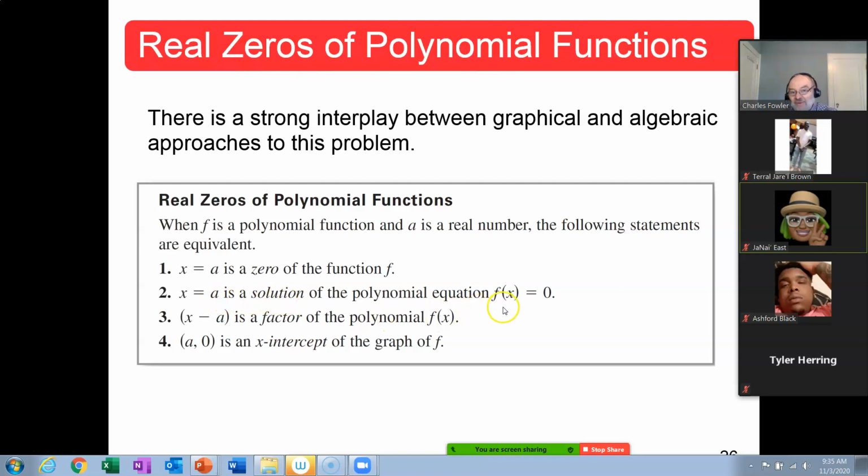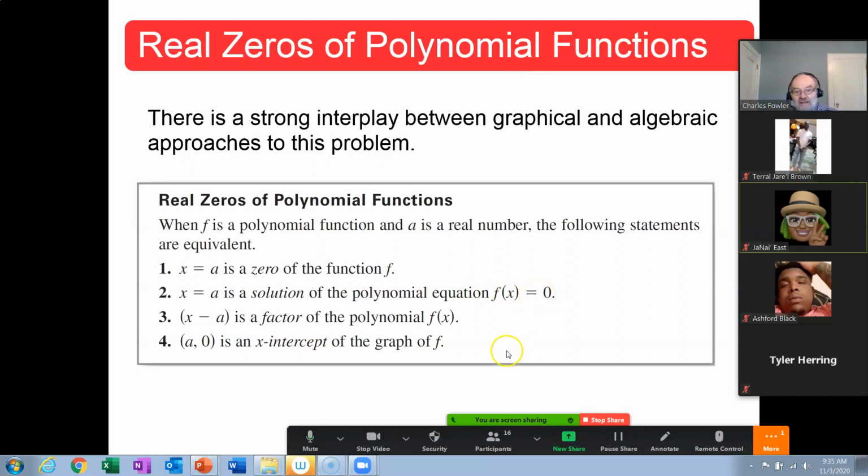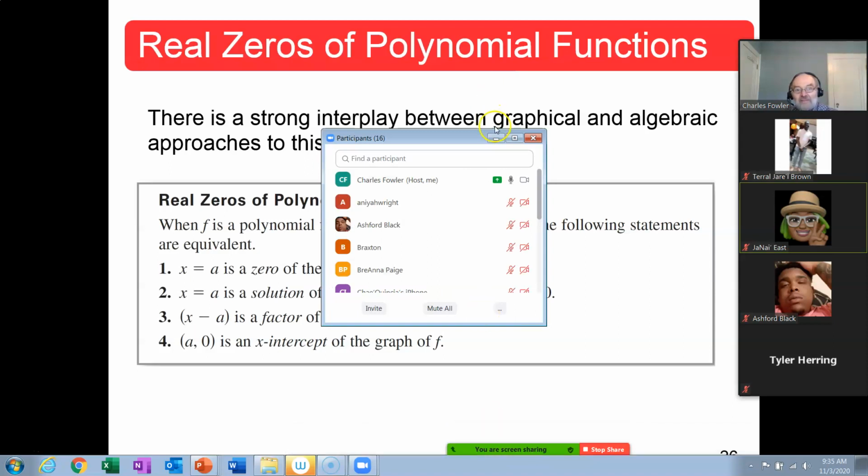Because that's what it is. f of x is y. y is equal to 0. That's a zero of the function. It's a solution of f of x equals 0. Okay? I don't know if somebody else is coming in or not. Let me see. I don't see anybody.